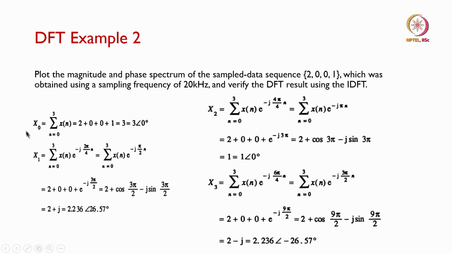So our X of 0 we will calculate first. For that, n is equal to 0 to 3 of x of n, because our k is equal to 0 in this case.